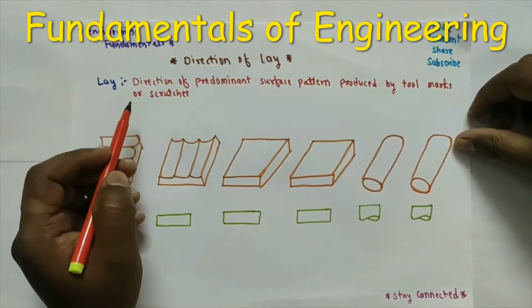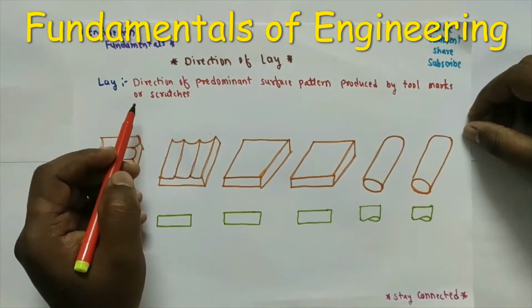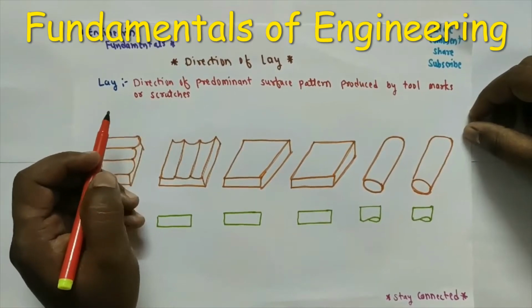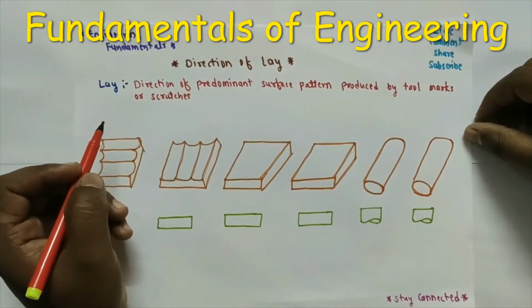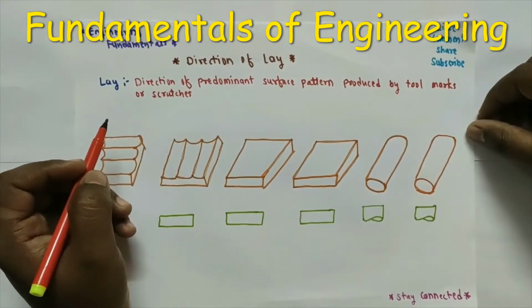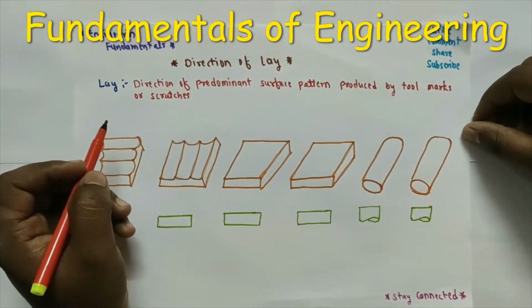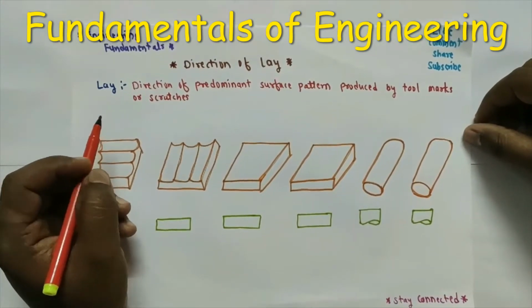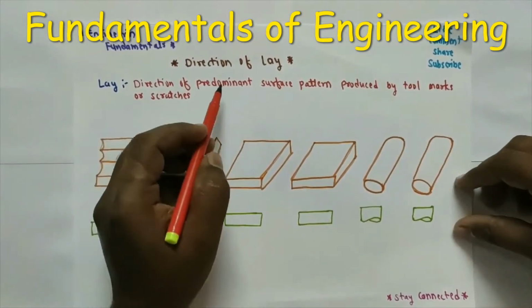In today's lecture, we will see the direction of lay and sources of lay in surface roughness. Surface roughness introduction, and how to calculate CLA and RMS value of surface roughness, we have seen in an earlier lecture. That link you can see in the description. Today we will discuss the direction of lay.